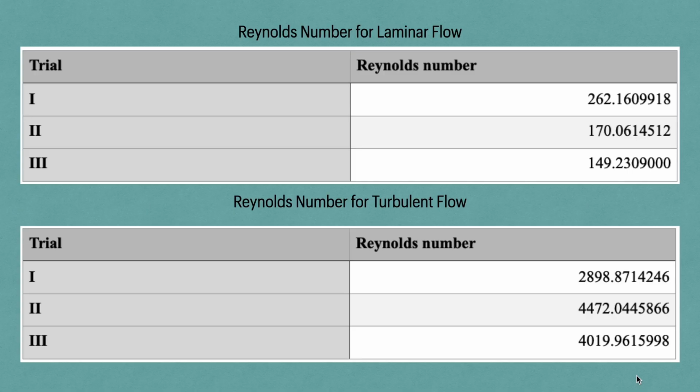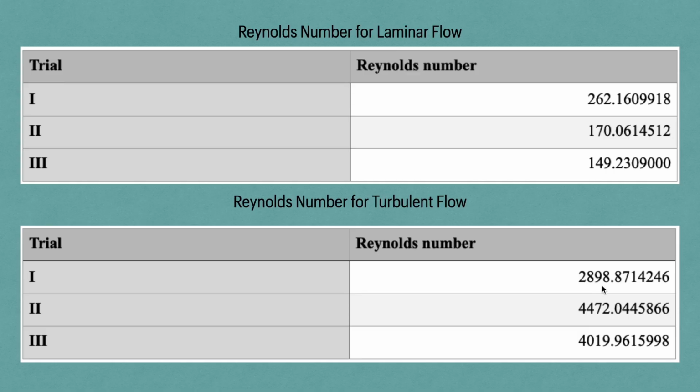Using the velocities found from the experiment and water properties found from data, we can calculate the Reynolds number of each trial. The Reynolds number can be calculated using the equation shown earlier in the video. As can be seen on the upper table for laminar flow, the Reynolds numbers are all less than 2,100. Thus, it can be concluded that the flows are laminar.